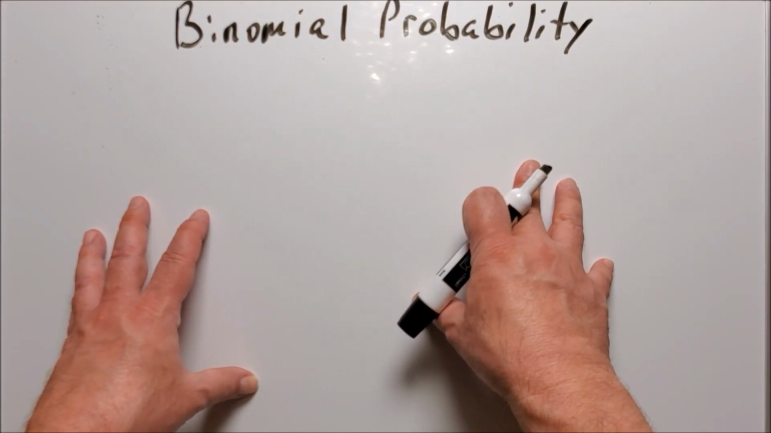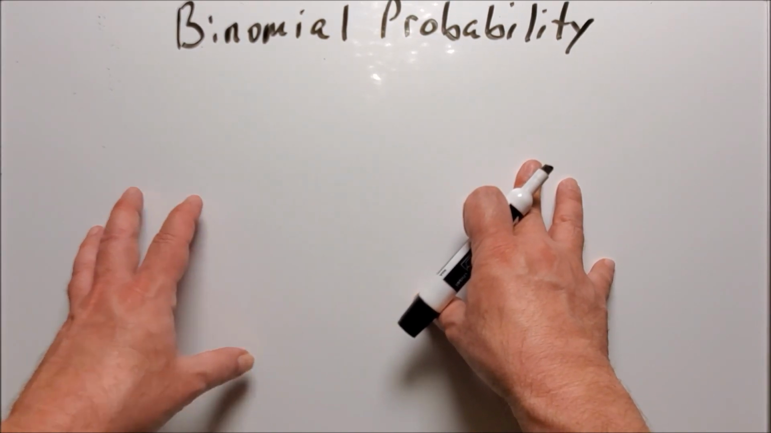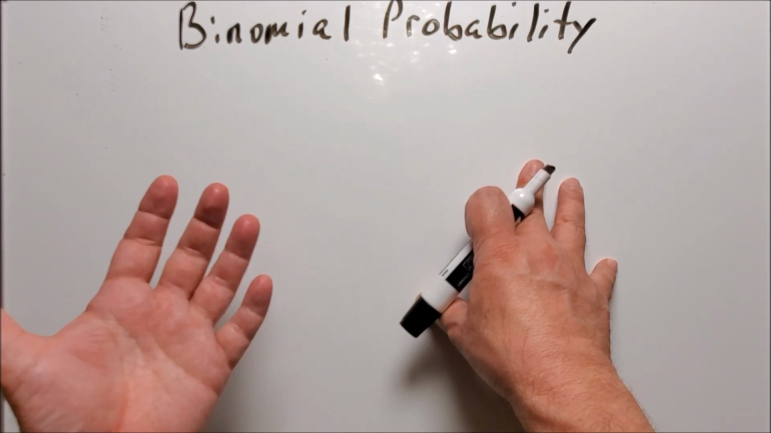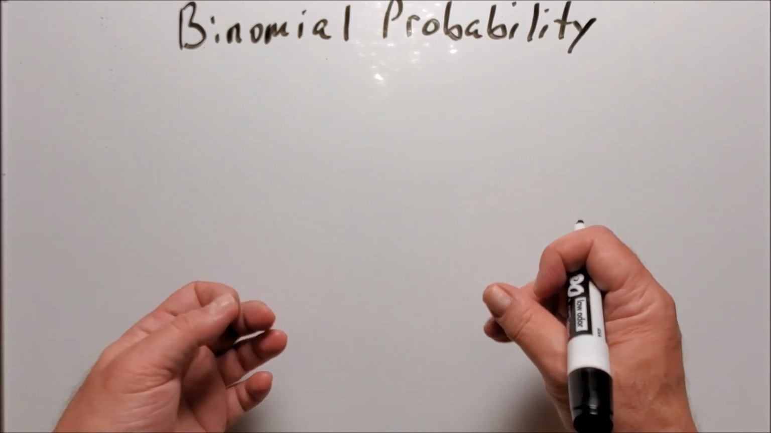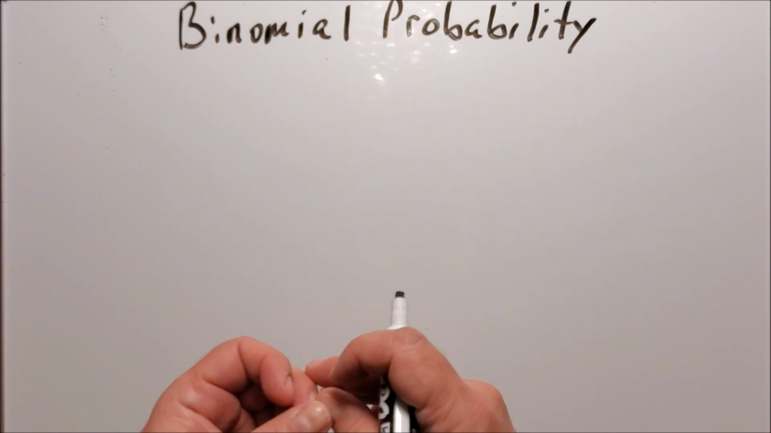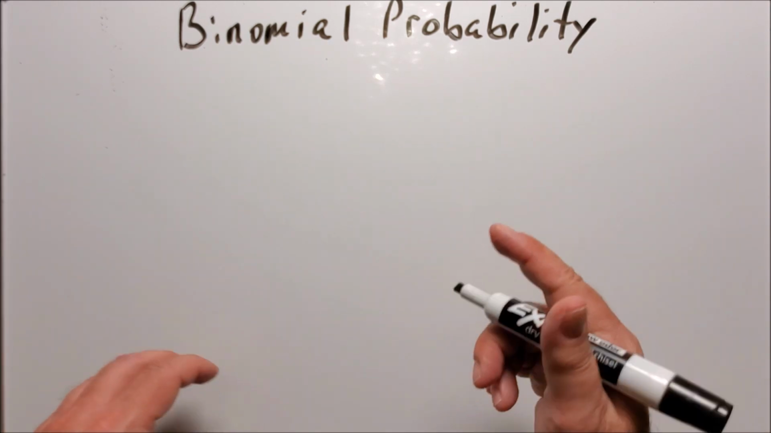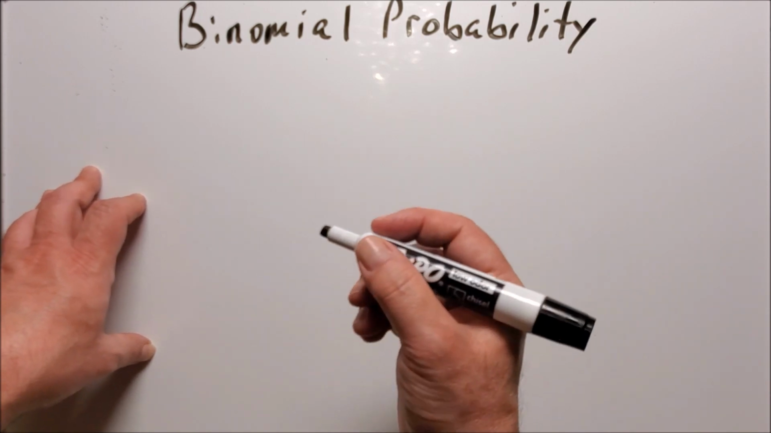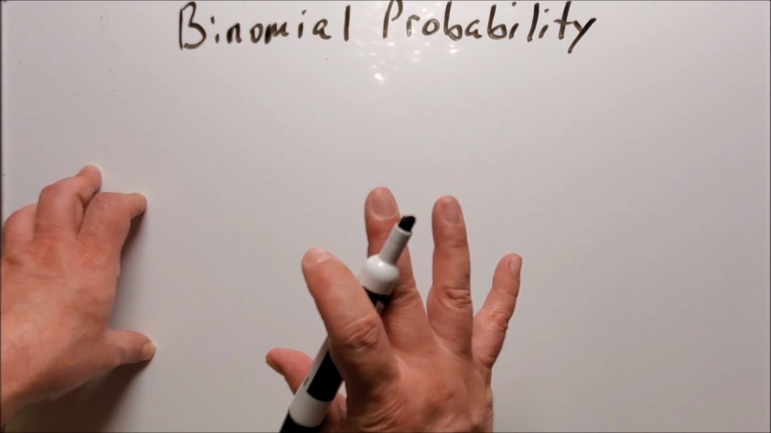And by the way, if you don't remember well what the difference is between a discrete probability distribution and a continuous one, go ahead and let me know in the comments, and I will hopefully clarify that for you. Okay, binomial probability. Let's imagine a scenario just to set this up, to be able to make it clear when we need it.